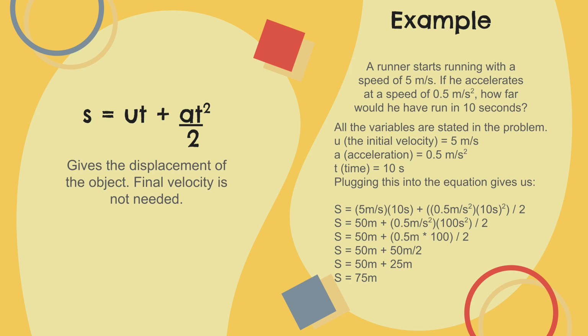A runner starts running with a speed of 5 meters per second. If he accelerates at a rate of 0.5 meters per second squared, how far would he have run in 10 seconds? We begin by first identifying the variables presented in the problem. We see that the initial velocity, or u, is 5 meters per second, as the runner starts running at that speed.